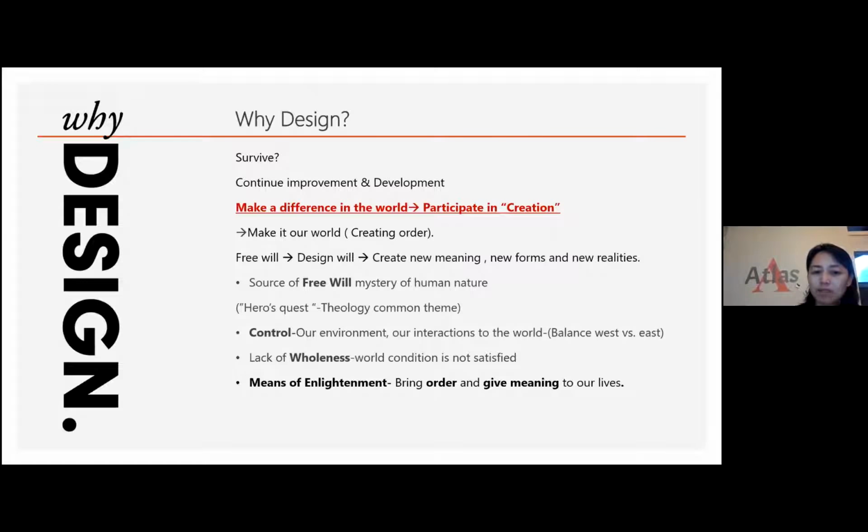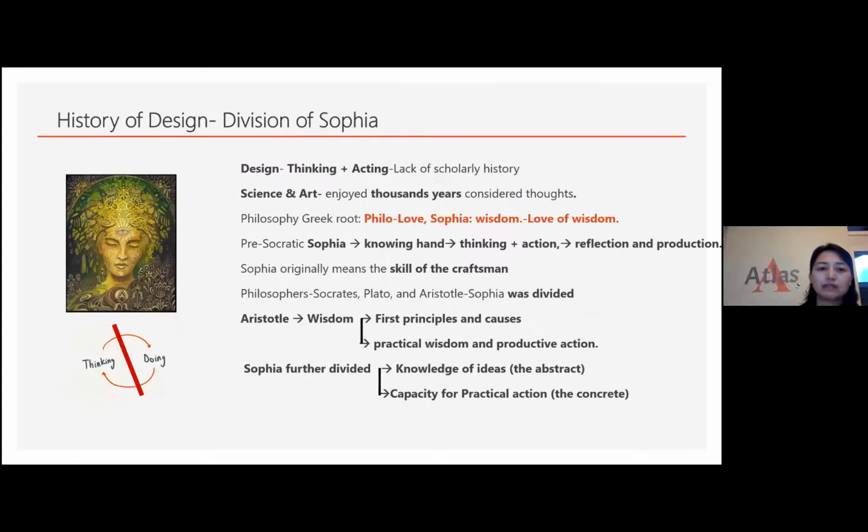I think because the world is not perfect and conditions are not satisfied, we lack this wholeness. We try to use design to overcome that. So the meaning of enlightenment is to bring order and give meaning to our life. That's the reason we design. And then they trace back to the history of design.